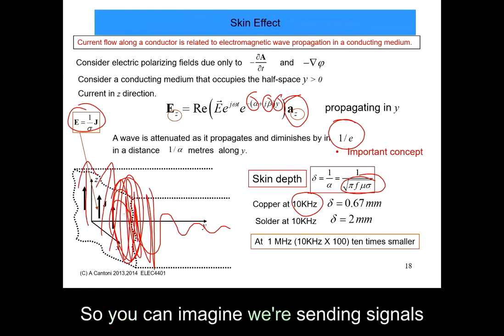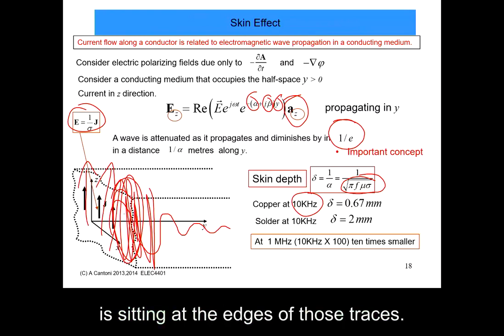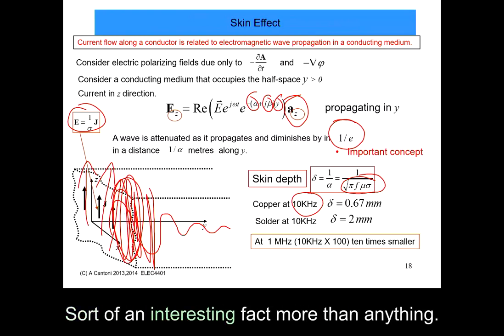So you can imagine, when we're sending signals on PCBs and stuff like that, very high frequency, high switching, the majority of the current is sitting at the edges of those traces, right? Sort of an interesting fact more than anything.